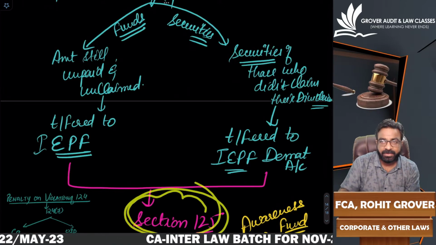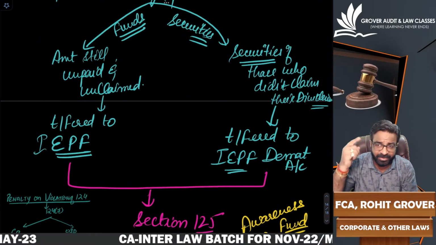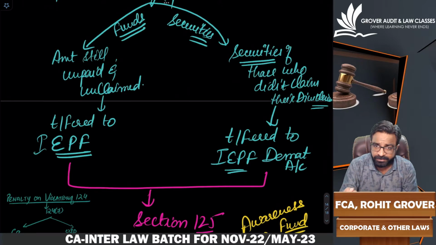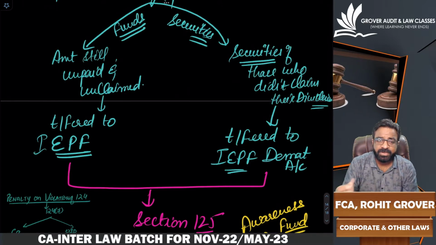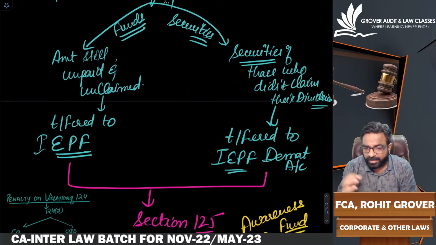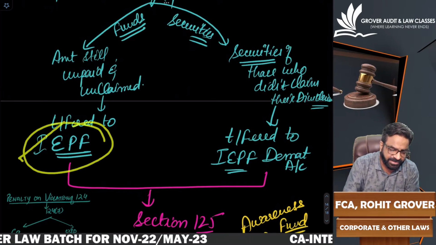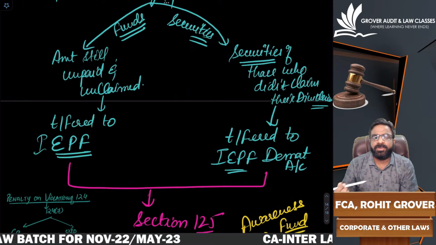125. Did I tell you 127 already? Did we do 124 now? It means now we have to learn what is the section? 125. And what is the name of 125? IEPF. Investors, Education and Protection Fund.